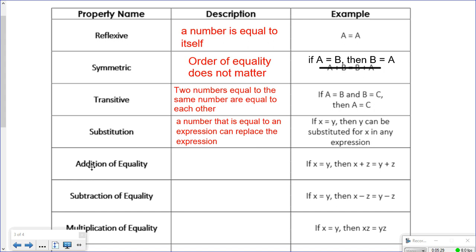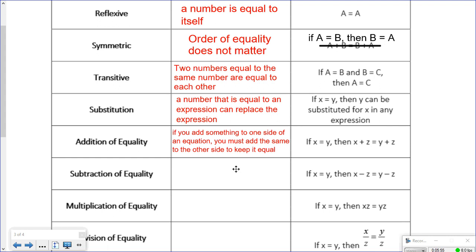Okay? The addition property of equality says that if you're going to add something to one side, you have to do it to the other side to make sure it stays equal. It has to remain an equation, so both sides need to be equal to each other. So if we had x equals y and we wanted to add z to the x, we have to add z to the y as well. That's what's going to keep it balanced and equal.